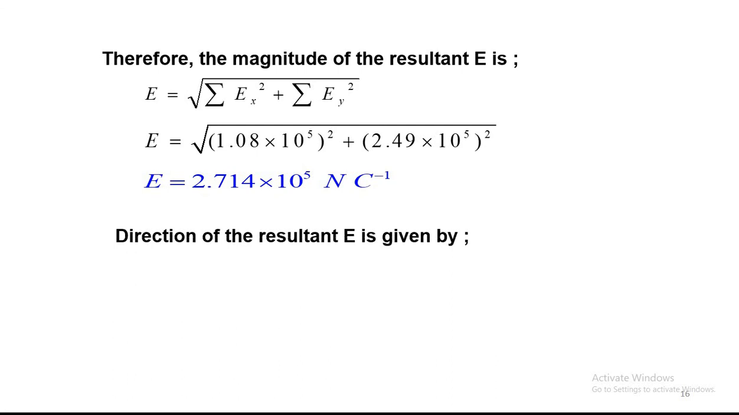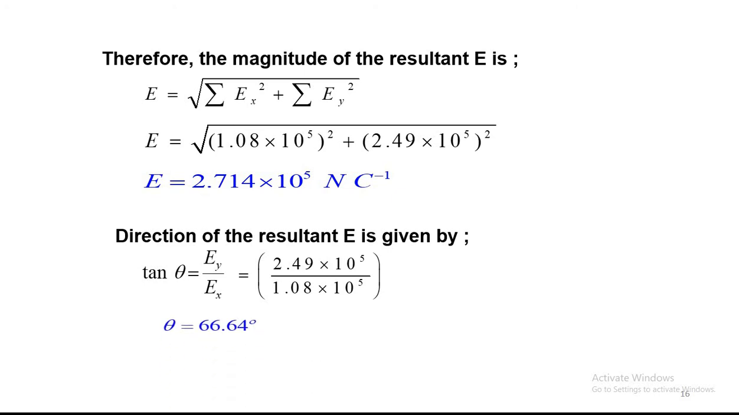How about the direction? The direction of the electric field is given by tangent theta equal to EY divided by EX. And then substitute value EY 2.49 times 10 to the power of 5 divided by 1.08 times 10 to the power of 5. You get theta 66.64 degree. Please remember, write down the notation for above the positive x-axis.